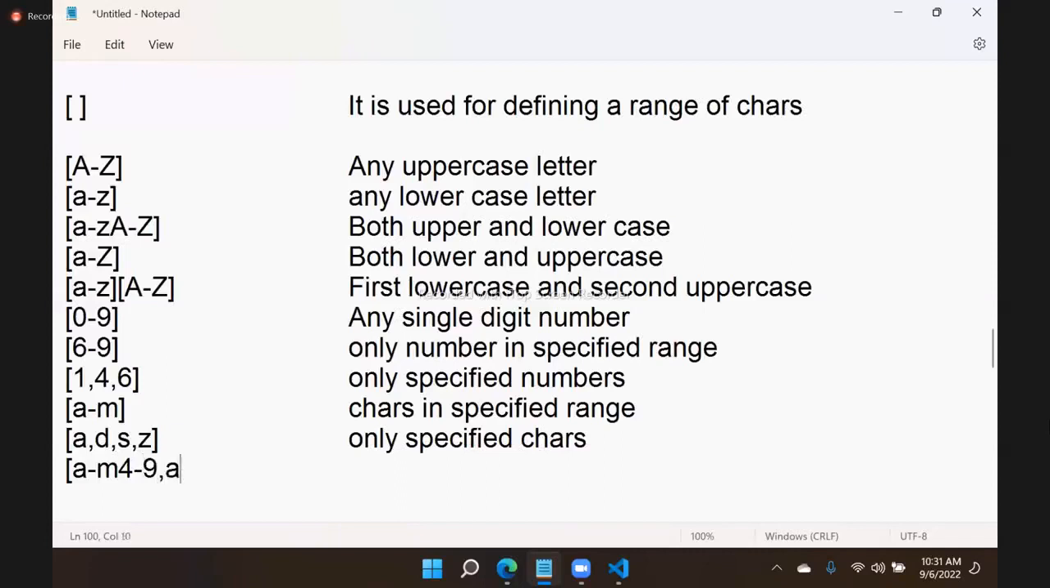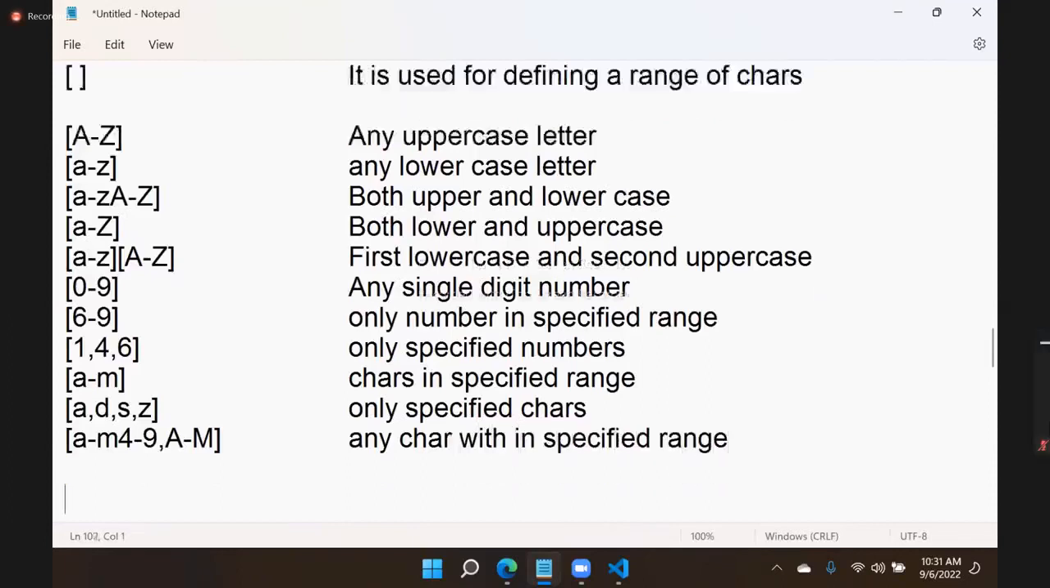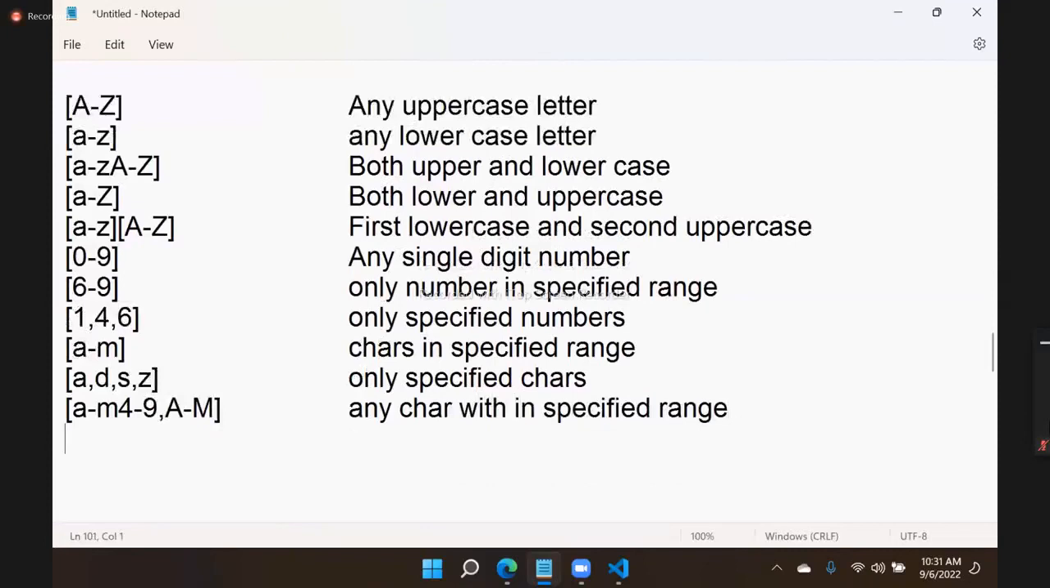You can write A-M like this. What does this mean? Any character within the specified range. Understood? Within the specified range. Like this you can write. That means lowercase a to m, uppercase A to M, or number 4 to 9. Other than that, not allowed. That is how we can configure.